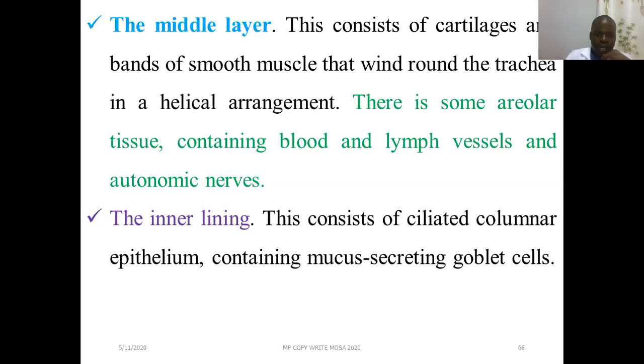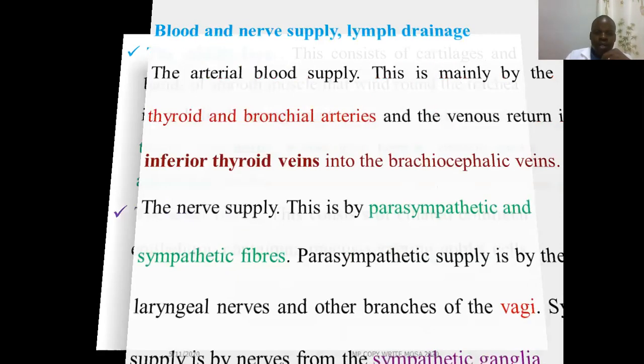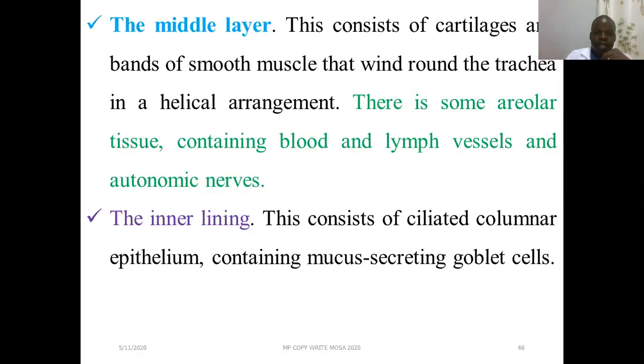We also have the inner lining. This consists of ciliated columnar epithelium containing mucus-secreting goblet cells. So these mucus-secreting goblet cells secrete mucus so that there shouldn't be any time when the trachea becomes dry.